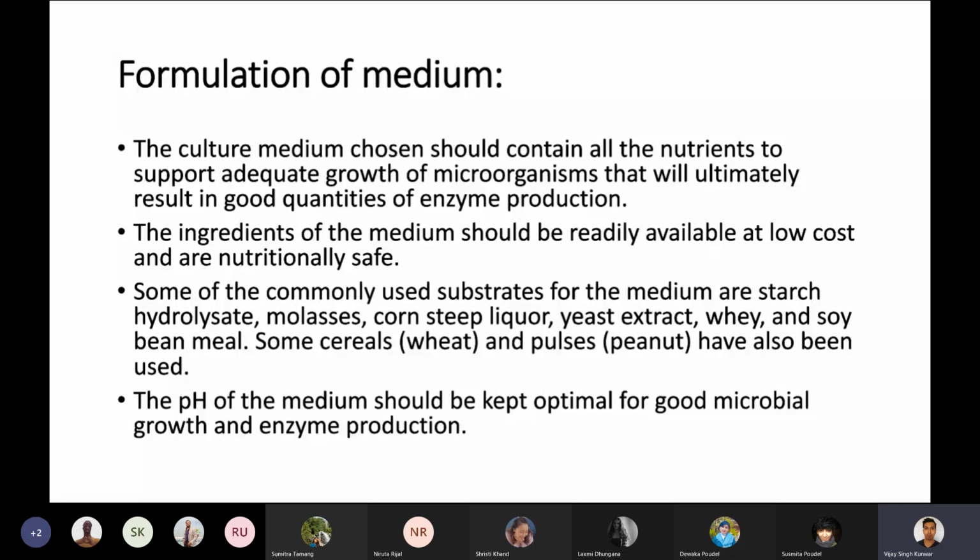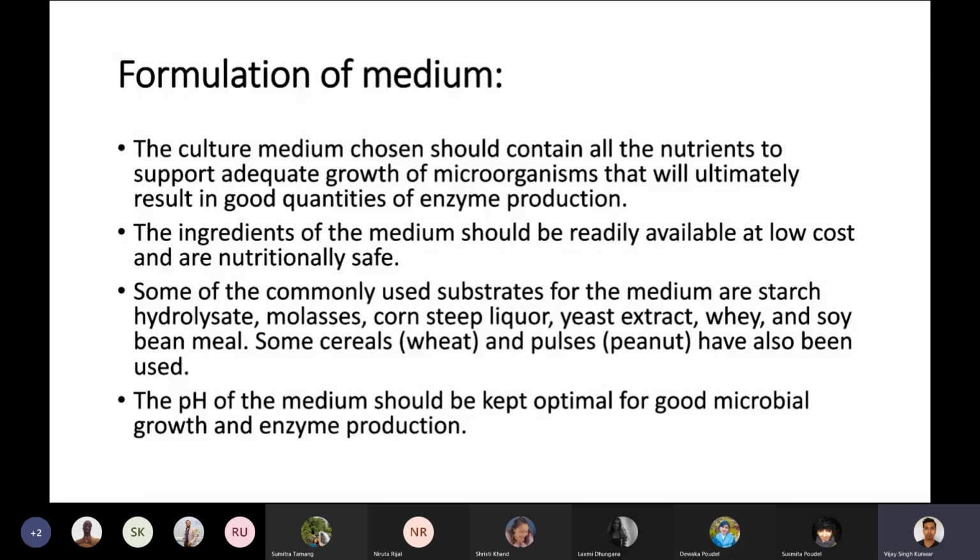Some of the commonly used substrates for the medium are starch hydrolyzate, molasses, corn steep liquor, yeast extract, whey, soybean meal, some cereals, wheat and pulses; peanuts have also been used. So these are some of the common substrates that are used. These are nothing but biomass. Fermentation is quite simple. The substrates are simple, so they only require biomass, and the biomass is converted to complex enzymes or secondary metabolites. So this is one of the main fermentation interests.